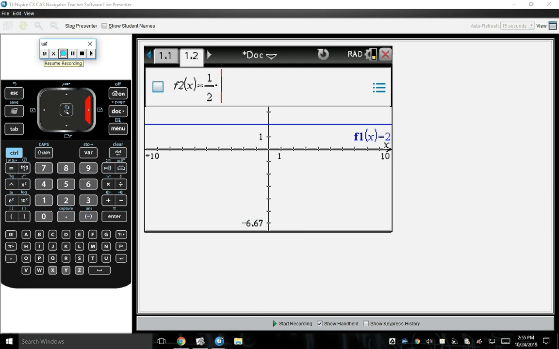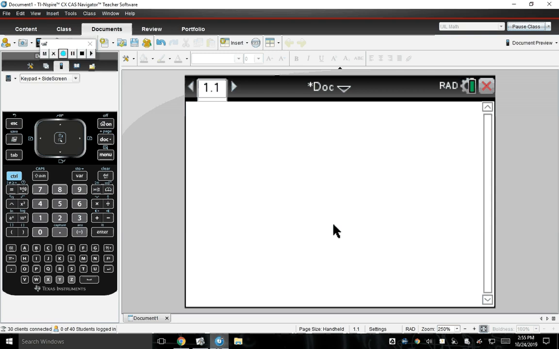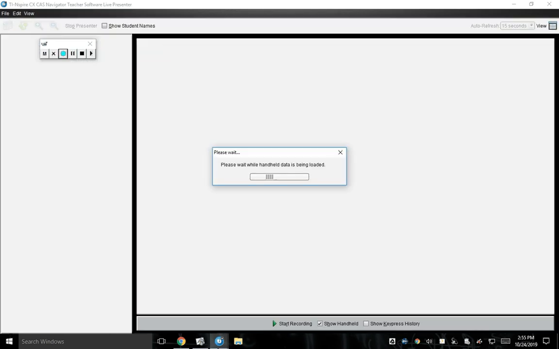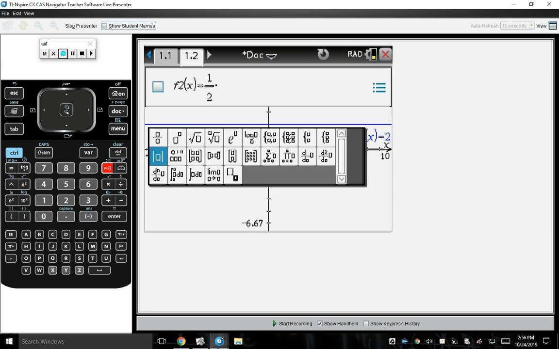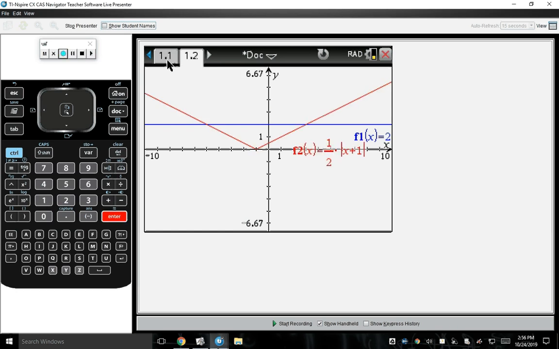Alright, so 1/2. Let me make sure that it captures. I think it just glitched out. No worries, I'll get it back. So capture my screen. For my F2 function, we're going to put 1/2. Here we go. Control divide 1/2 times this button right here next to 9. Absolute value of x plus 1. There's the red function. Okay?